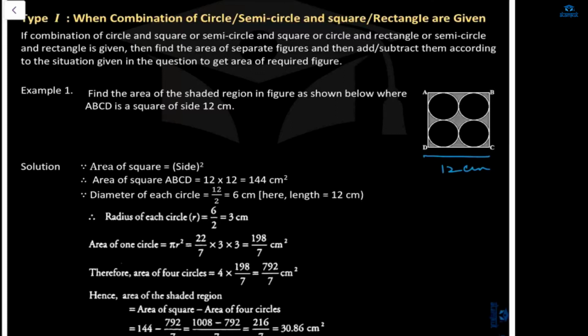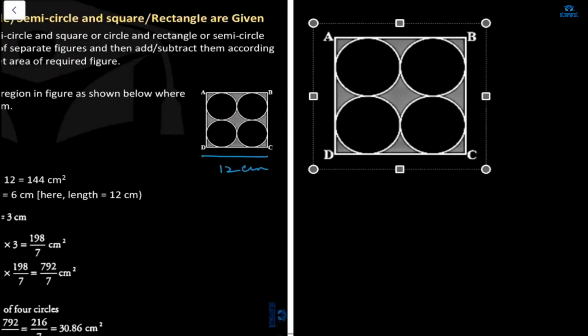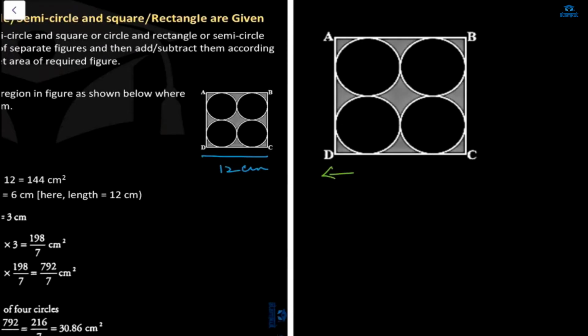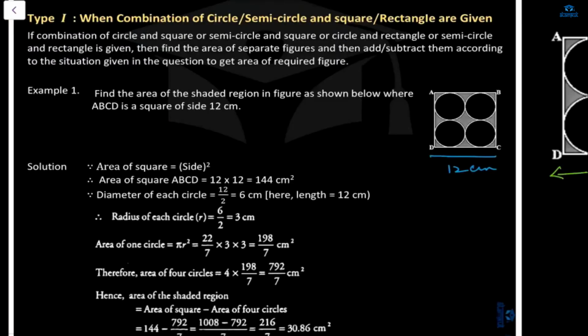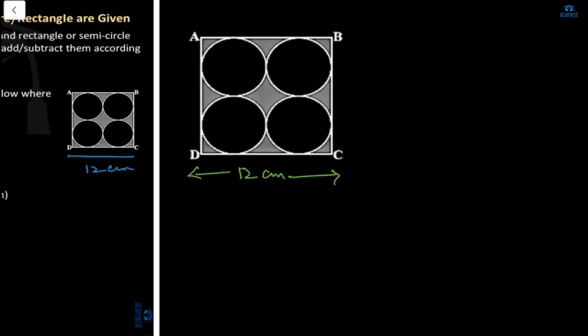So observe here, it is already given that this side is 12 centimeter. Now you can see individually there are 4 circles that are touching each other, so in fact they are equal circles. All the circles are equal. So the diameter of one circle will be half of the side, so it will be 6 centimeter. Yes or no? And therefore the radius will be half of that, 3 centimeter, and the same radius will be for all the circles.